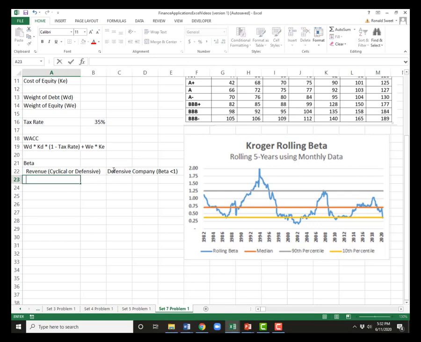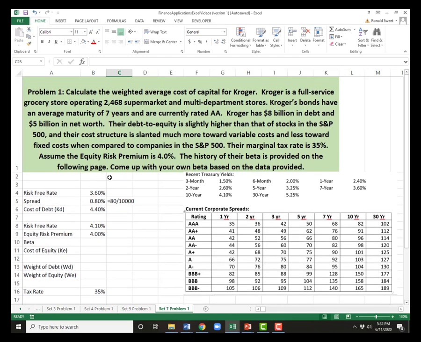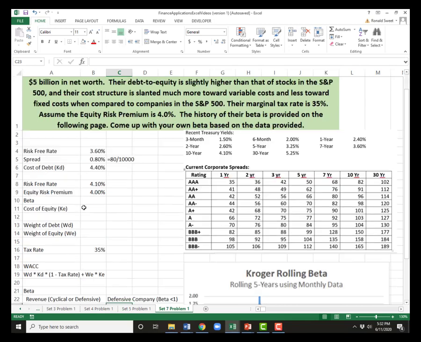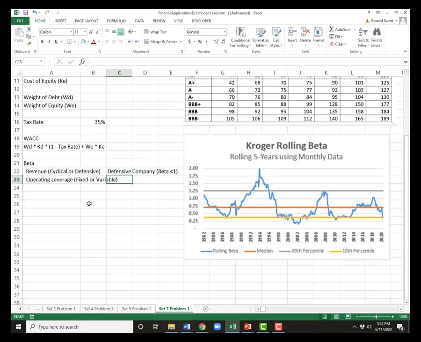The second thing we'll ask about is operating leverage. Here we're asking, is it fixed costs or variable costs? If the costs are fixed costs, then that will reduce our beta. If the costs are variable, that would increase our beta. So we can see for Kroger's, their cost structure is slanted more toward variable costs and less toward fixed. That makes sense because, you know, if tomato prices go up, they raise their prices for tomatoes. If coffee prices go up, they raise their price for coffee. They have a variable workforce. They have a lot of hourly workers. So theirs is more variable. So beta even lower.